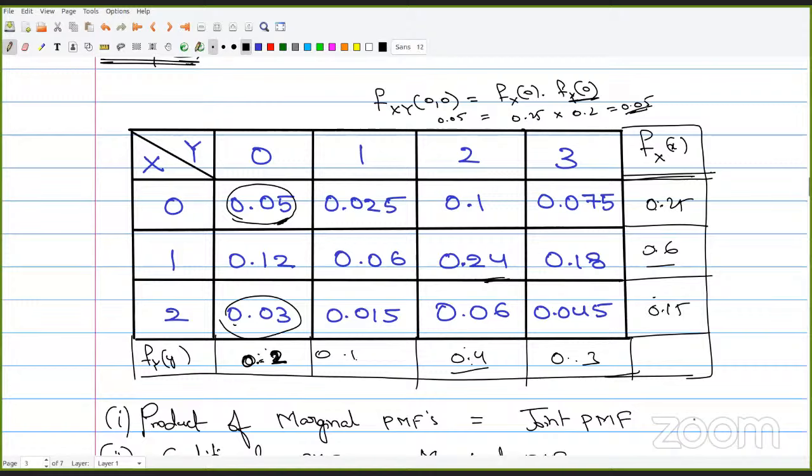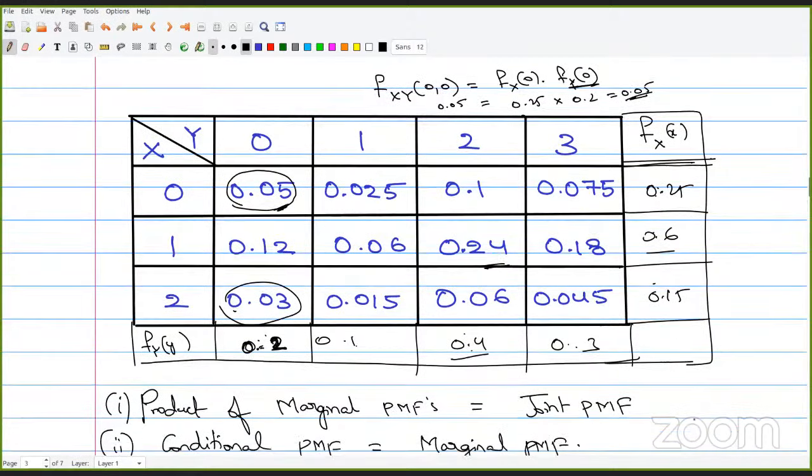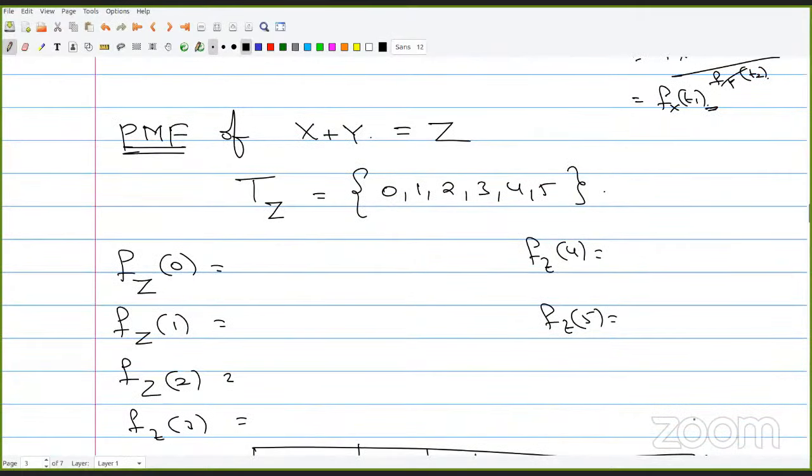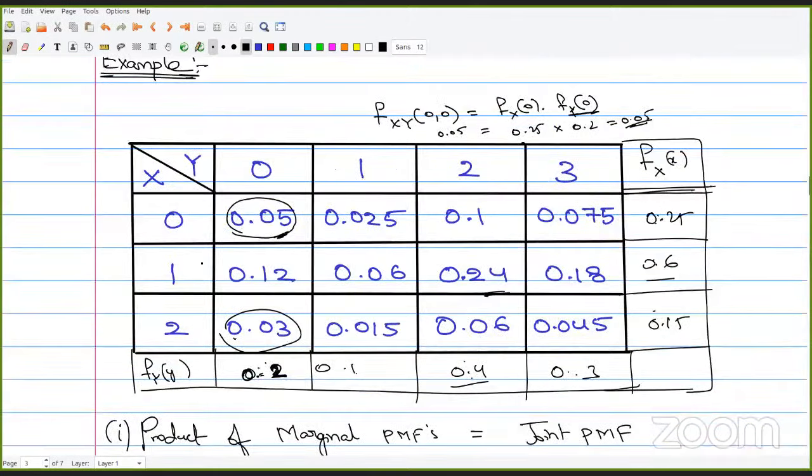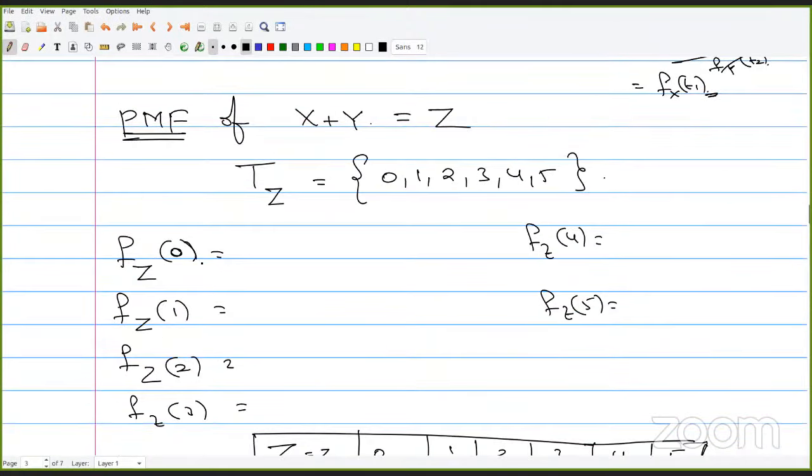This is the table I have given to you. First compute fz of 0. I need fz of 0, that means the sum is equal to 0. It is 0.05. So the only possible case is the probability that x is equal to 0 and y is equal to 0.